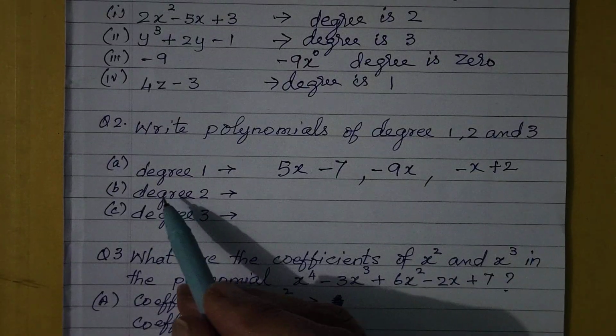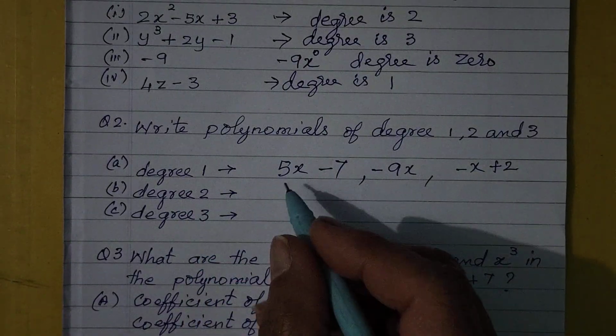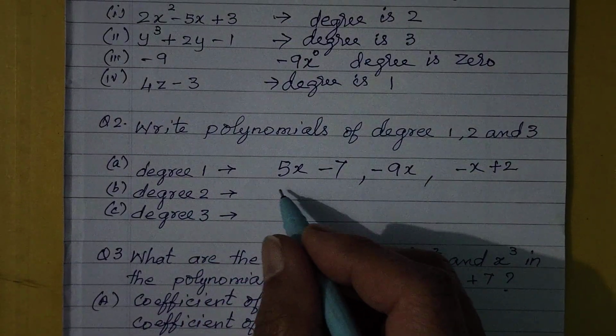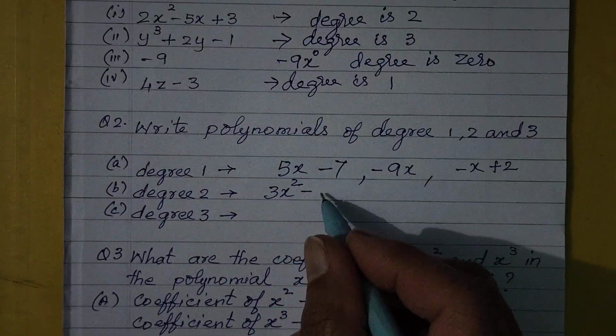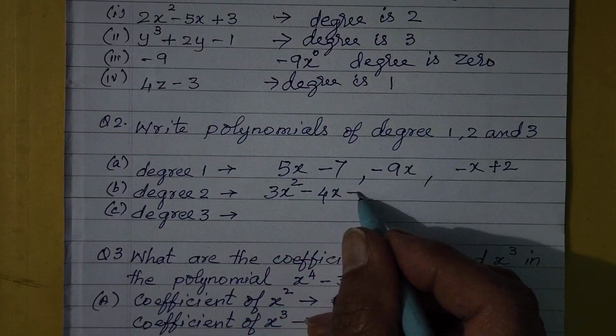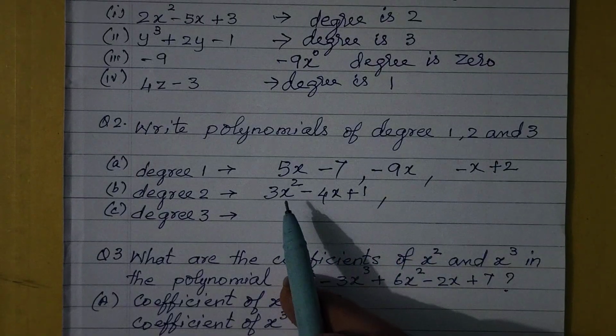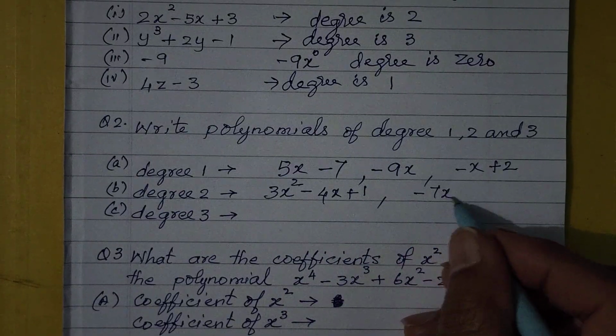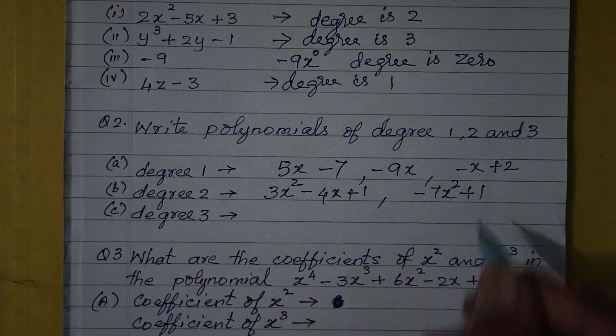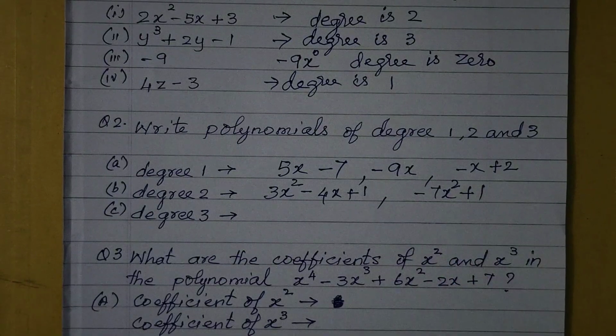Here we should write polynomials of degree 2. So the highest power should be 2. So 3x square minus 4x plus 1, it's a polynomial of degree 2. I can write minus 7x square plus 1. This is also a polynomial of degree 2.